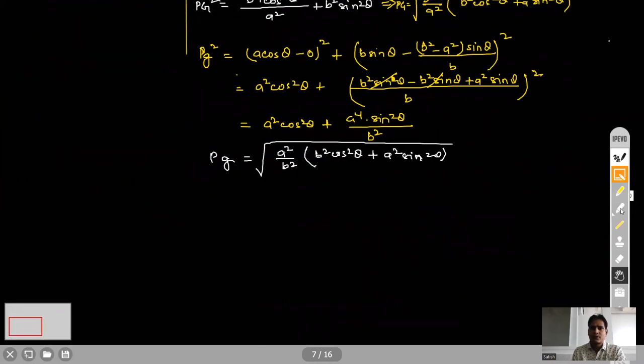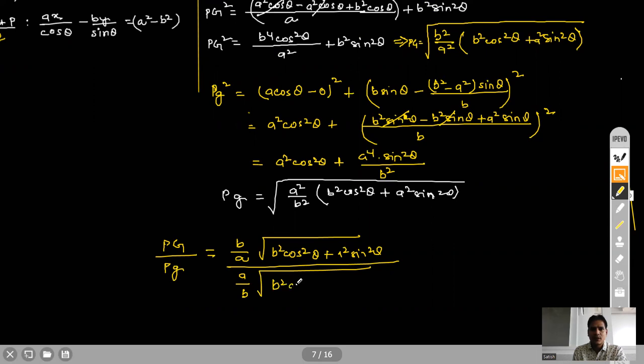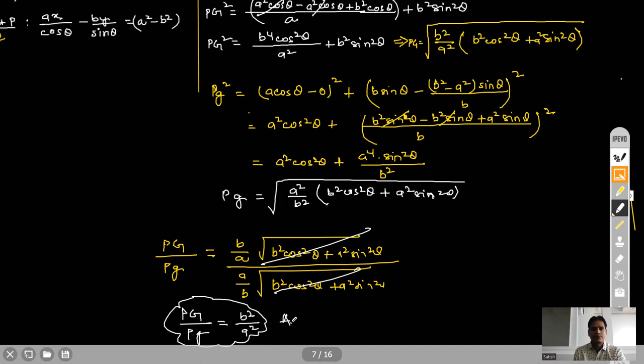So now what I will do, the question is asking for this ratio, no? This PG upon pg, right? So basically it will be b square upon a square. Yeah. So after coming out of the root, it will become b upon a into under root of b square cos square theta plus a square sin square theta, upon, here we get outside of root, a upon b under root of the same thing, b square cos square theta plus a square sin square theta. So this thing will get cancelled out, right? And we will have this, what? b square upon a square. So this is the ratio we are getting. Okay. b square upon a square. Yeah. So this will be our answer.